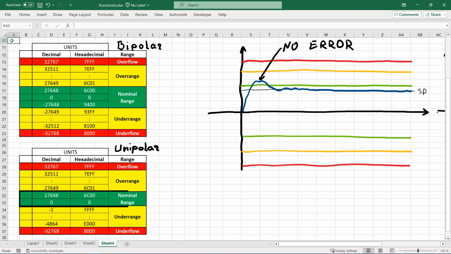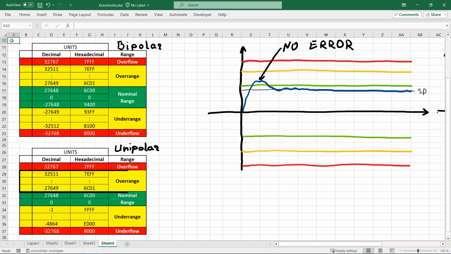Everything between 0 and 27,648 is nominal range. Everything between minus 1 and minus 4,864 is underrange. And everything between minus 4,865 and minus 32,768 is underflow. The upper ranges are as follows.